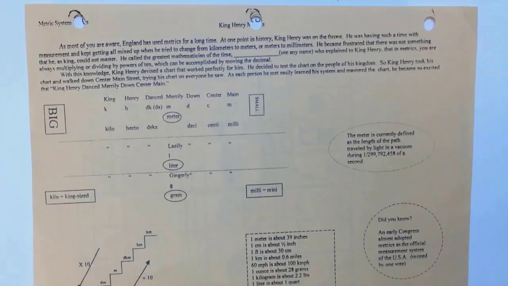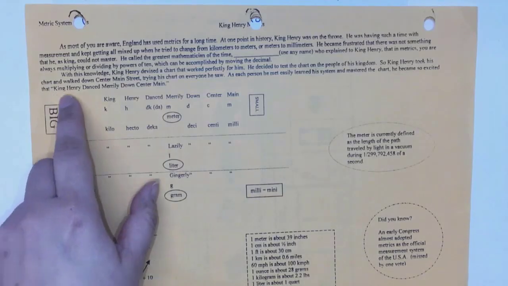He called the greatest mathematician of the time, who explained to King Henry that in metric you are always multiplying or dividing by powers of 10, which can be accomplished by moving the decimal. With this knowledge, King Henry devised a chart that worked perfectly for him. He decided to test the chart on the people of his kingdom. So King Henry took his chart and walked down Central Main Street, trying his chart on everyone he saw. As each person he met easily learned his system and mastered the chart, he became so excited that King Henry danced merrily down Center Main.